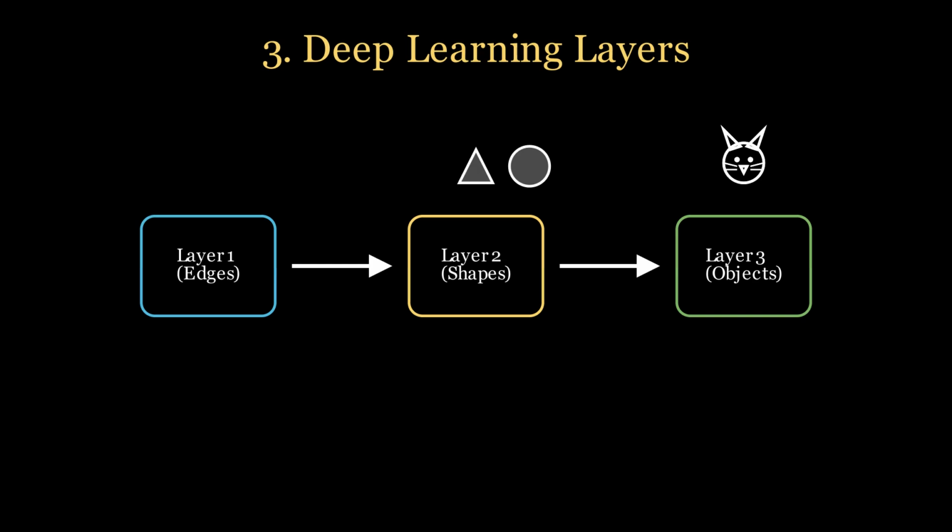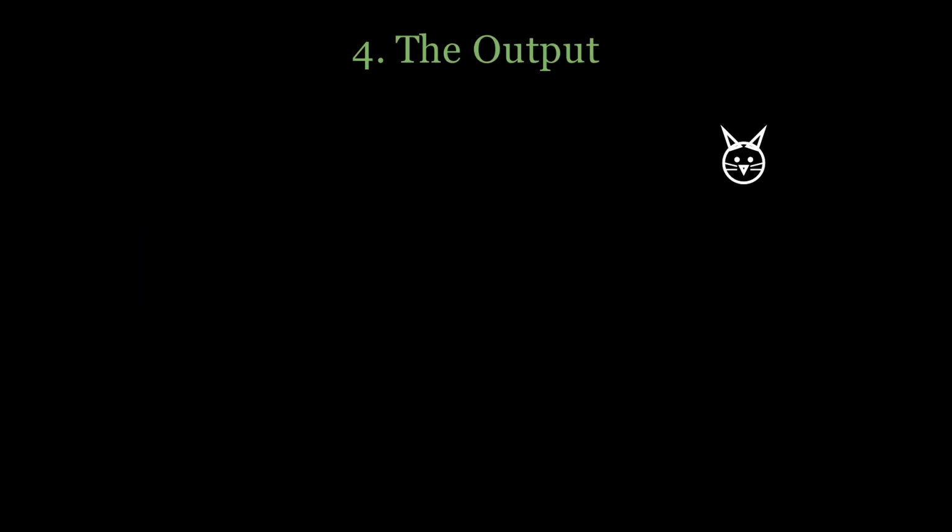It goes from completely meaningless numbers, to simple lines, to complex shapes, until it eventually pieces together the entire concept of the animal. Finally, we reach the end of the assembly line, the output. After all that mathematical processing, the AI looks at the final combination of features it built and makes a prediction. It compares what it found against everything it has learned in the past.